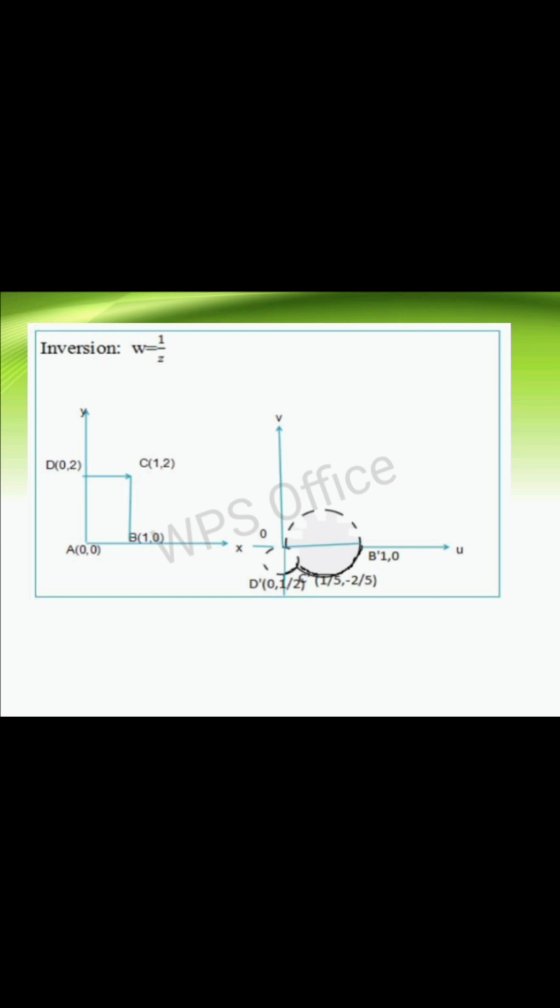So the point in the Z plane x, y is changed to the inverse value in the W plane. So C is 1, 2, and C dash is 1 by 5, minus 2 by 5. D is 0, 2. What is the image? D dash is 0, 1 by 2. So under this transformation, the w value is changed based on the value of z, x plus iy.